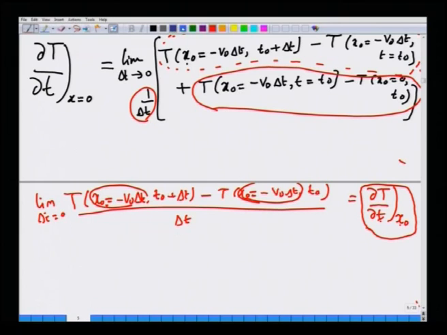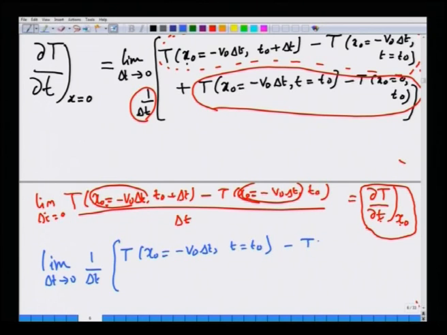So, what is that piece? Let me write it in blue color. We still have this additional piece: limit delta t tending to 0, 1 over delta t, T at x naught is minus v 0 delta t, at t equals t 0, minus T at x naught is 0 at the same time, divided by delta t.